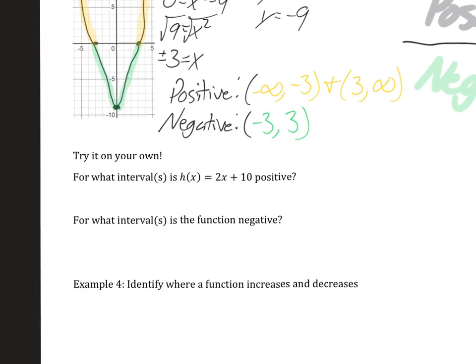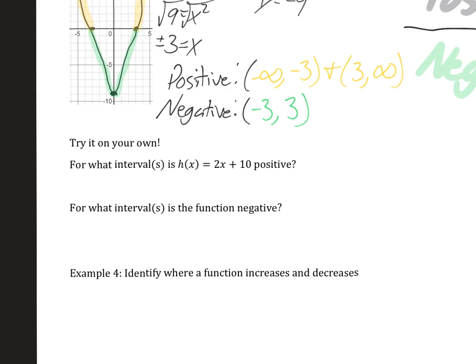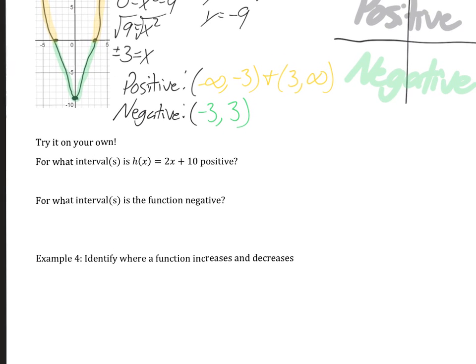So let's go ahead and try this next one. For what intervals is h of x equals 2x plus 10 positive? Well, thinking about this, we really only need to know what our x-intercept is, right? So we're just going to put in 0 equals 2x plus 10. So we're going to subtract 10 from both sides, so negative 10 equals 2x. Divide both sides by 2, so x equals negative 5.